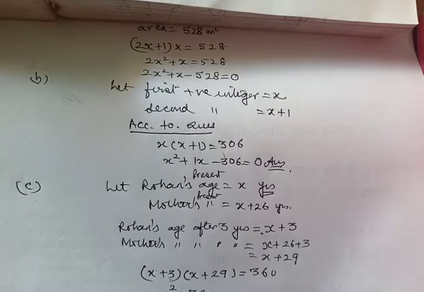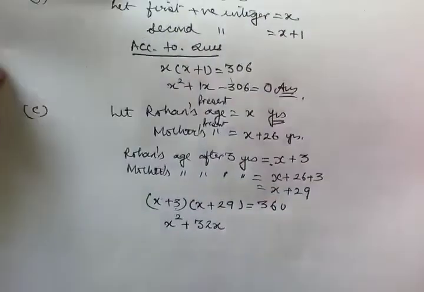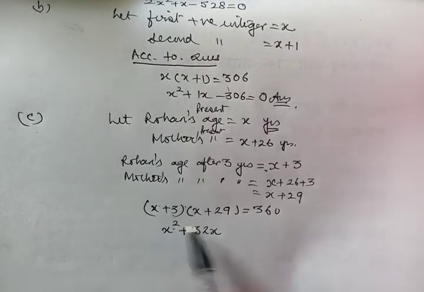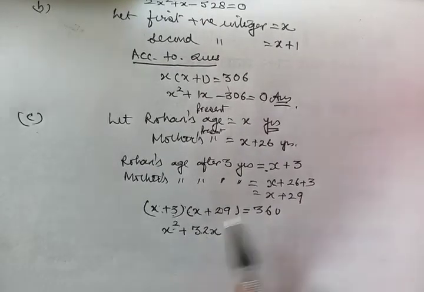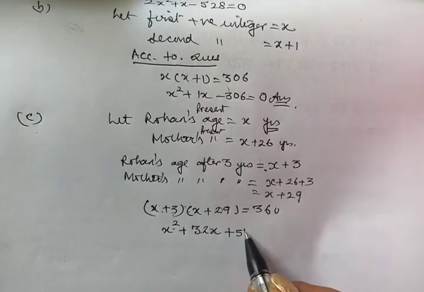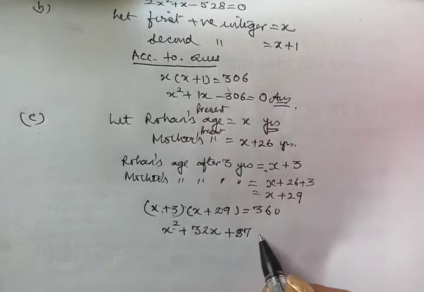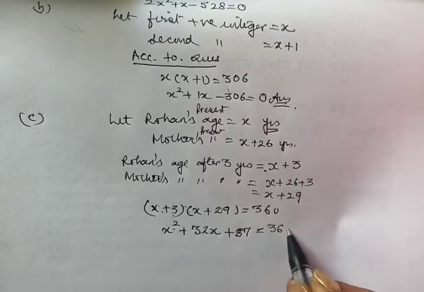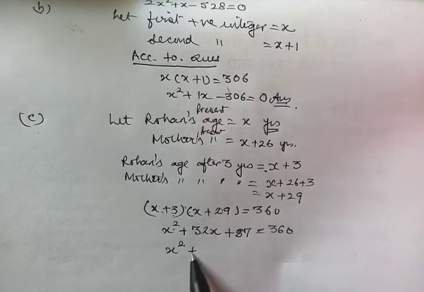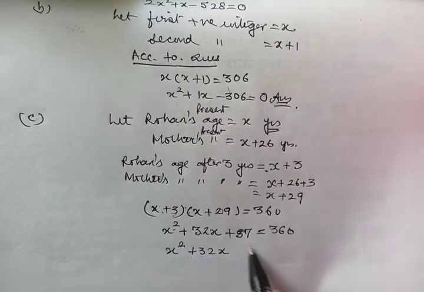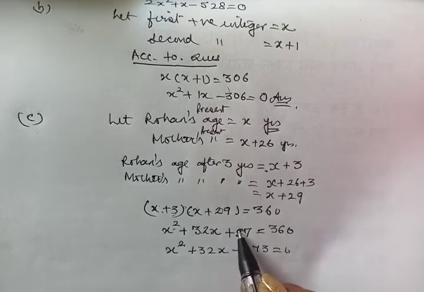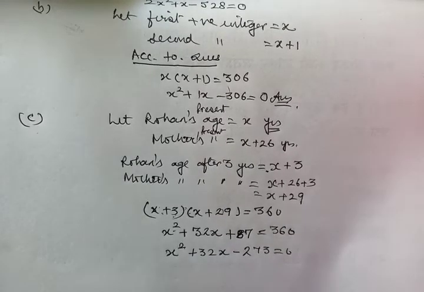ये क्वाड्रेटिक इक्वेशन में बहुत इंपॉर्टेंट स्टेप है, you should learn to solve it. See, x into x is x square, 29x plus 3x is 32x, plus 29 into 3 is 87. So this gives you is equal to 360. So finally I get x square plus 32x, bringing this to left hand side, minus 273 is equal to 0. So this is our final answer.